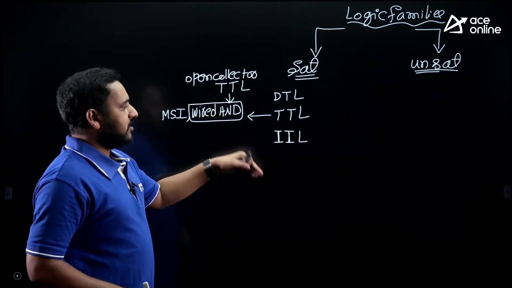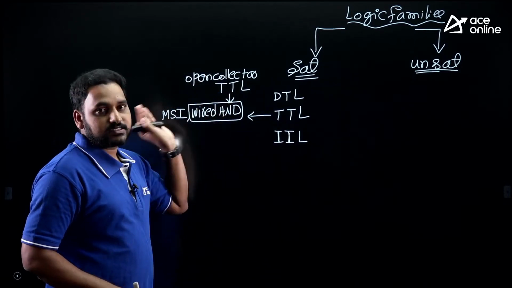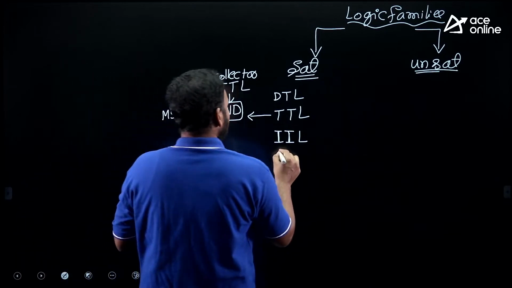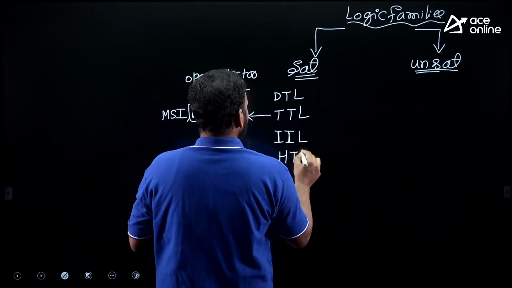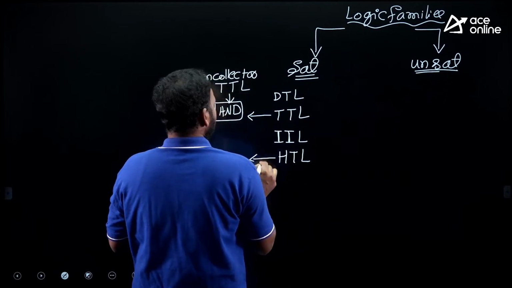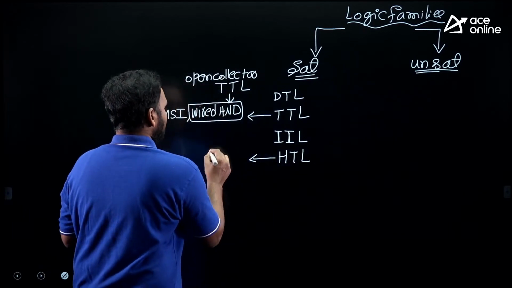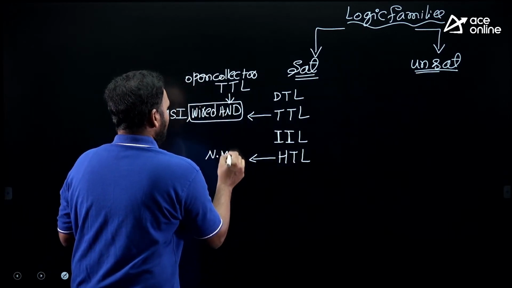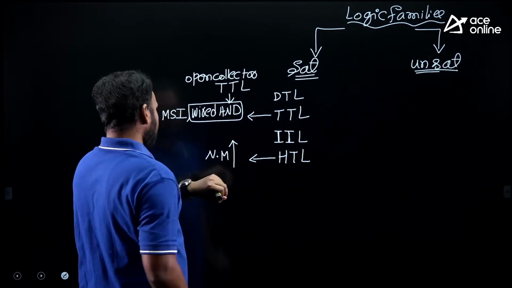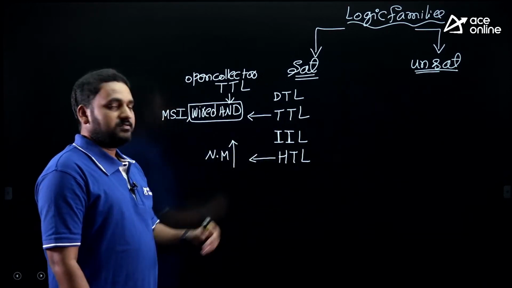This is also popular for IC fabrication, but all are outdated. HTL, high threshold logic. In this logic family, noise margin is high. This is only an objective bit. NM stands for noise margin. Which logic family has the highest noise margin? That is HTL.